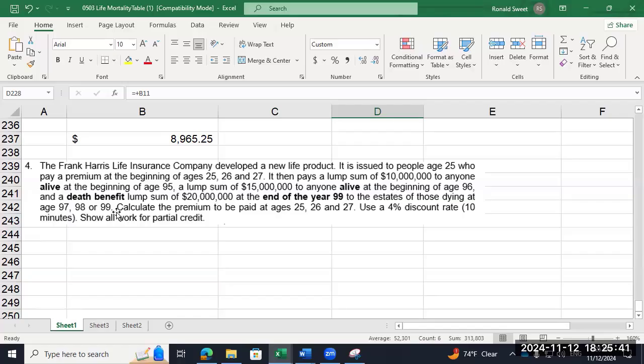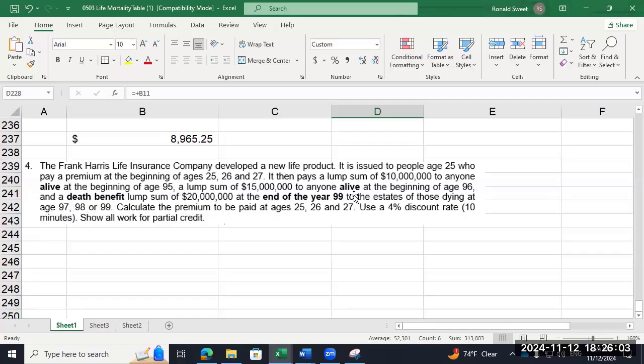So we're leaving out one group here. I made this one tricky. People alive at 96, they're gonna get $15 million. But everybody else, 97, 98, 99, they're gonna get paid. So that's everybody else that's left.